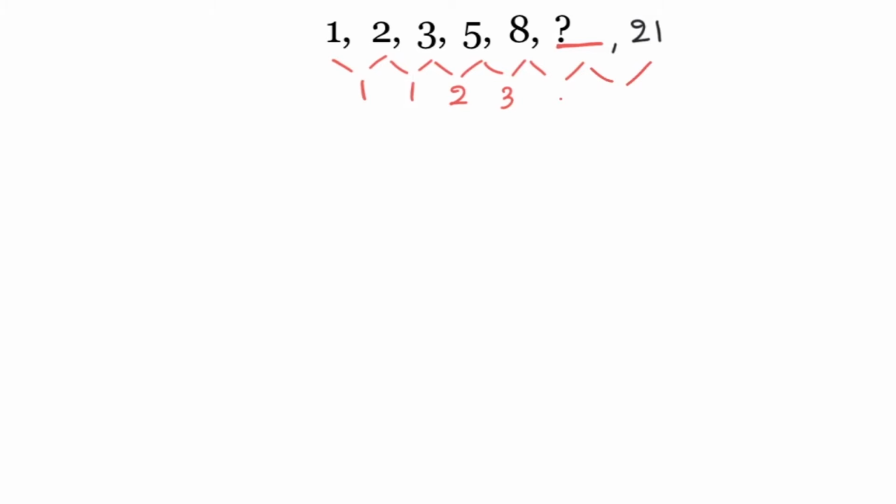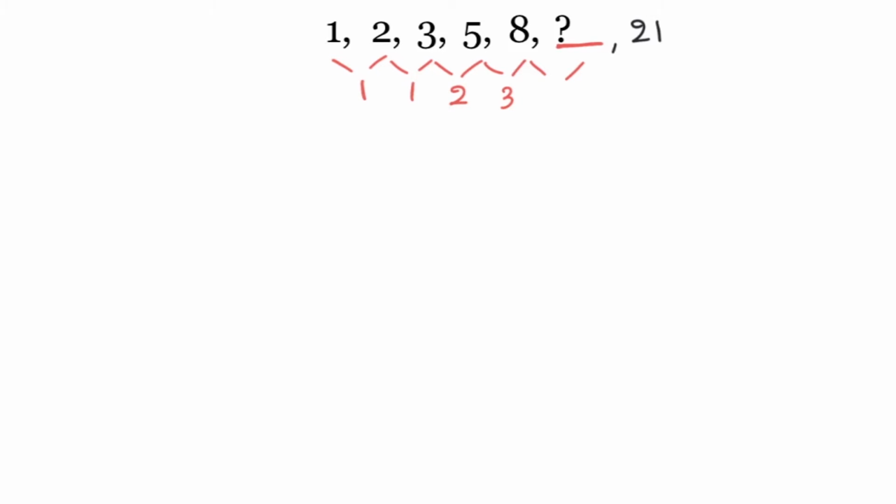For example, if you try with the differences 1, 2, 3, then 4: 8 plus 4, the next term should be 12. The next difference should be 5. 12 plus 5 should be 17, but 21 is given, so this logic is wrong. This pattern would be correct only if the next term were 17. But 17 is not given, 21 is given, so change the logic.